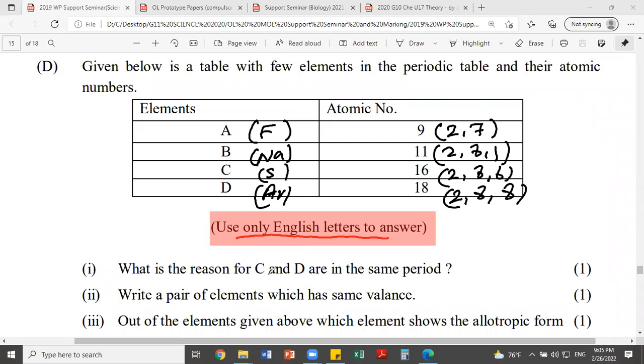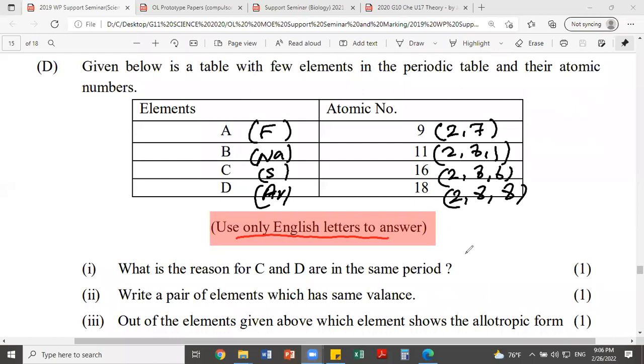Now write the reason why C and D are in the same period. Why are C and D in the same period? Who can give me the answer? Very simple question. Niresh, where are they? Niresh, what is the answer? Yes, Niresh. Dinal, Randima, what is the answer? Suran? They only have 3 power shells.